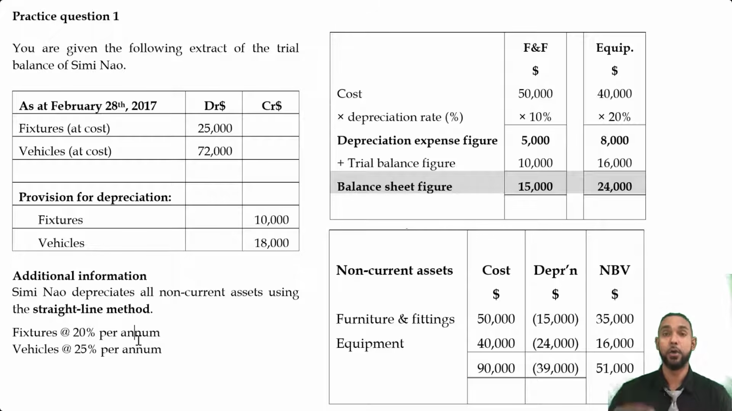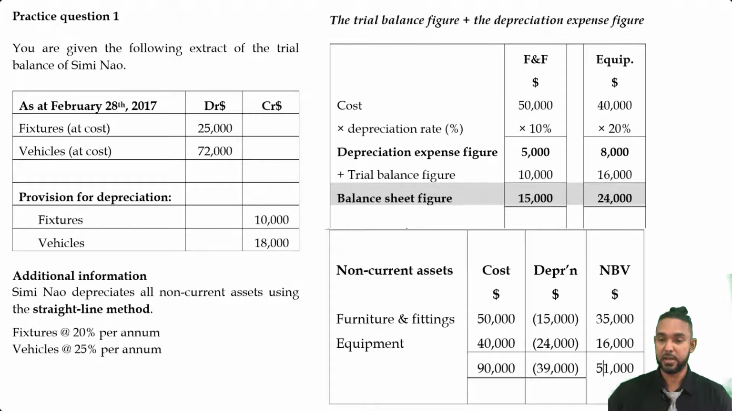We need to figure out the balance sheet figure, the balance sheet figure for provision for depreciation for each of these items. So as it says across here in the example, we need to take the trial balance figure and add it to the depreciation expense figure, the income statement figure for depreciation for the current year. So let's take a look at those calculations.